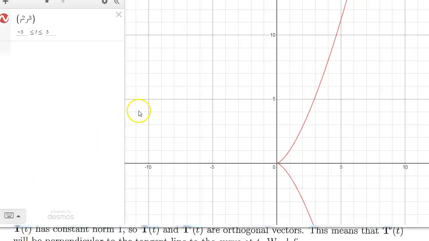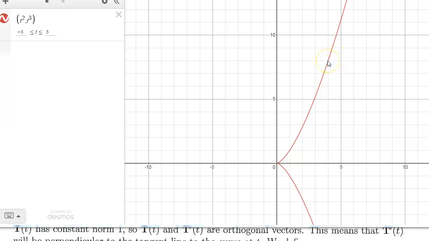Okay, so I've drawn the graph of this here in Desmos. We have t squared comma t cubed, and it's being traced out in this direction. Notice we do have the sharp corner there, but when t is 2, where are we at? Well, when t is 2, we're at the point 4 comma 8, which is right here.